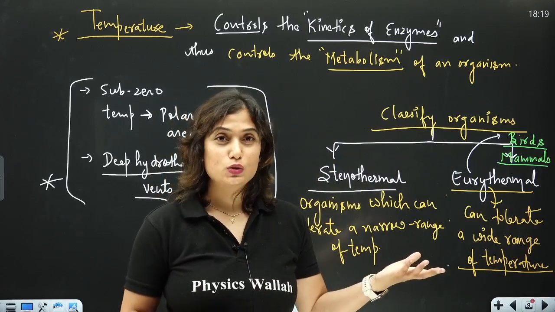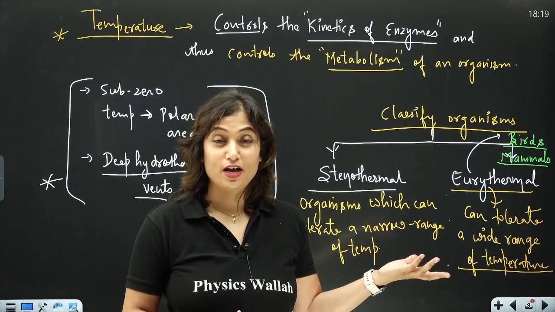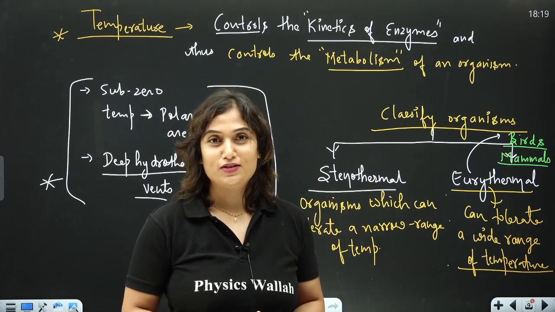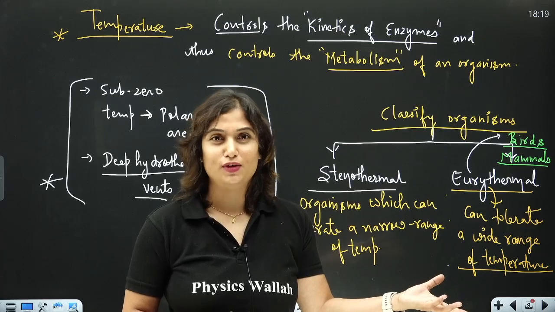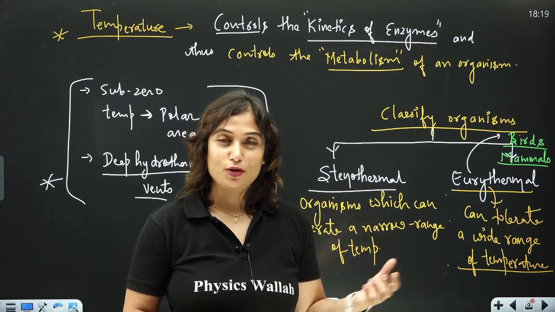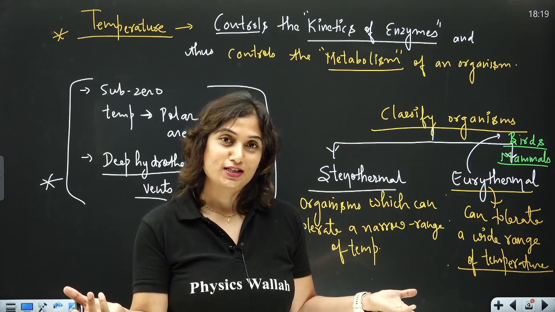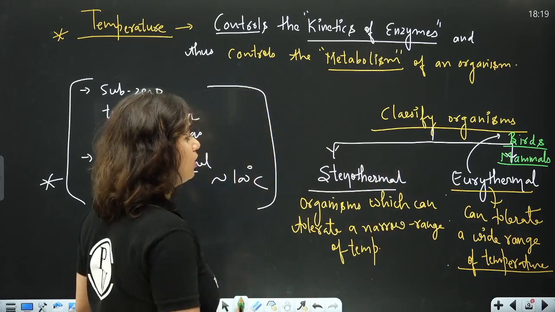If you take us to Ladakh or Leh, where the temperature is -4 or -5, if you measure your body temperature, it will be 37 degrees centigrade. And if we are taken to a desert where the temperature per se is 52 degrees centigrade, then also if we measure the temperature of our body, it will be 37 degrees centigrade. That means we can tolerate a wide range of temperature. So we are eurythermal organisms.